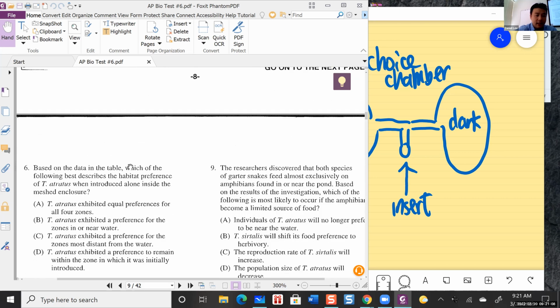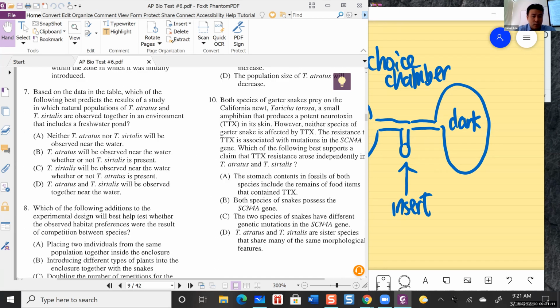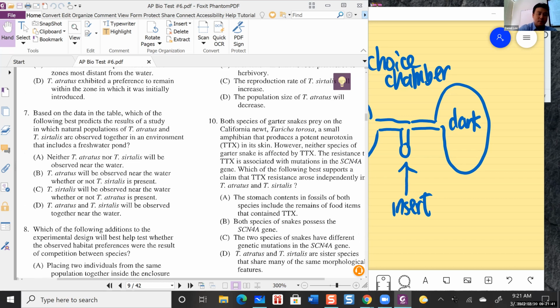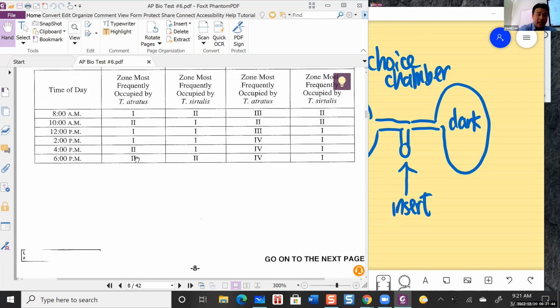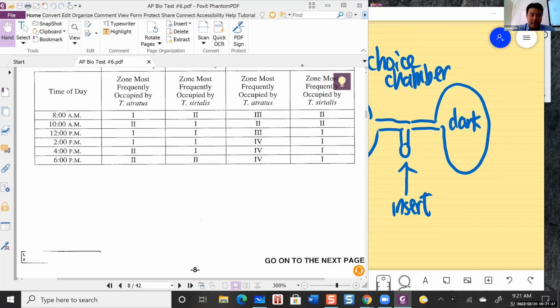Number 7. Based on the data in the table, which of the following best predicts the result of a study in which the natural populations of TA and TS are observed together in an environment that includes a freshwater pond? So basically, if this experiment were to be found in the wild, what would it look like? The answer is C, right? The TS, which is more competitive for water, will be observed near the water whether or not TA is present. And that is supported by experiment 2 and experiment 4, the second column and the fourth column, actually.